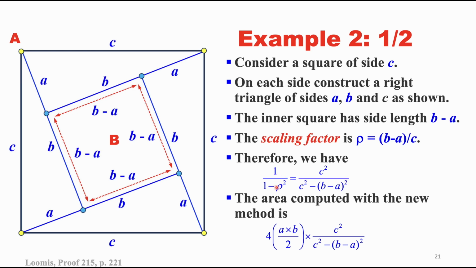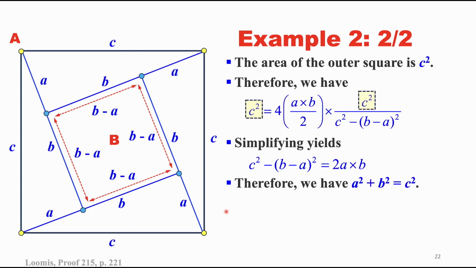Therefore, 1 over 1 minus rho squared is this. The area computed with this new method is 1 over 1 minus rho squared times the area of A minus B, the outside area. The area of the outer square is also c squared. So c squared must be equal to the results we computed. Then simple simplifications. We get that. We have 2 examples, commonly seen examples, which were also discussed in Loomis' book, proved with our method.